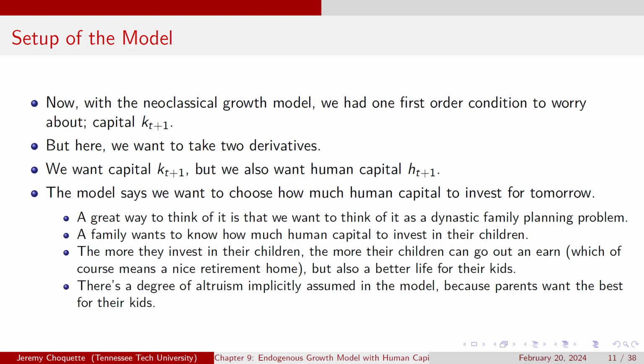So there's some altruism implicitly assumed in the model because, well, parents generally want the best for their kids. At least, when I become a parent in May, I'm going to want the best for my kid. I already want the best for my kid. She's not even born yet.